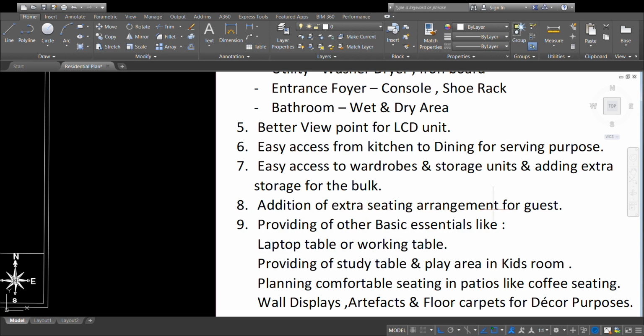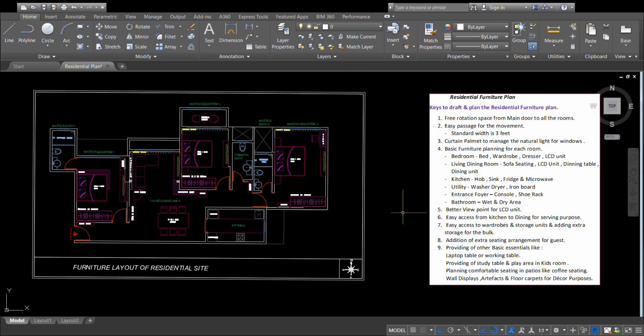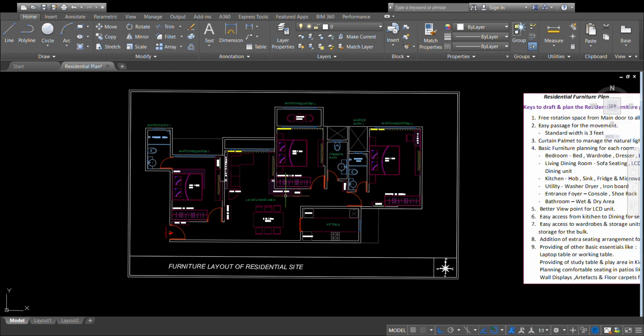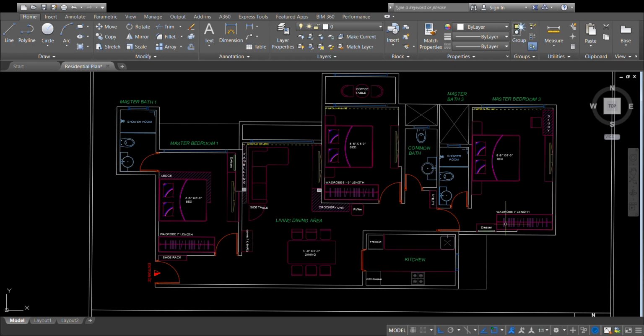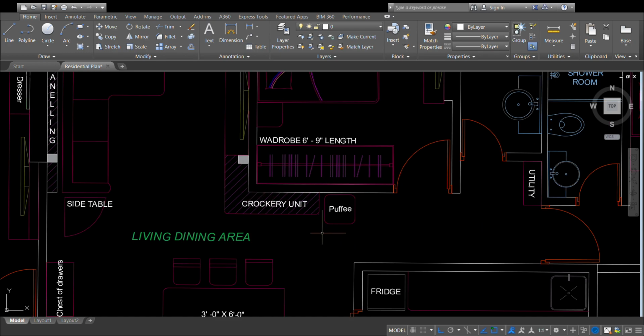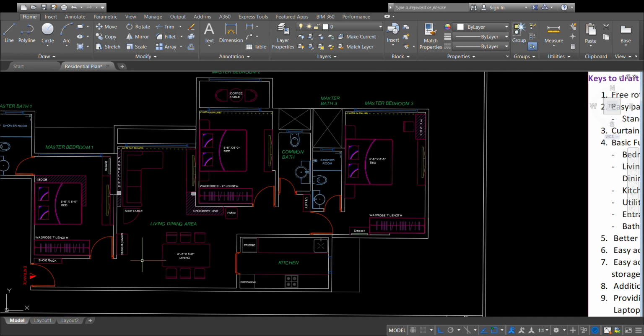addition of extra sitting arrangement for guests. However smaller the layout is or bigger the layout is, extra sitting is something people are always looking out for in the layout. So like for example here, as I just gave you an example of this pouf, you can add more poufs also as an extra sitting. You can also add some kind of sitting in the bedrooms also.